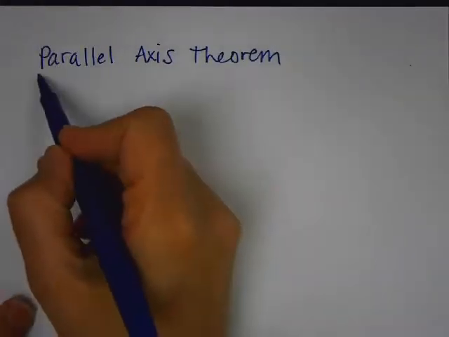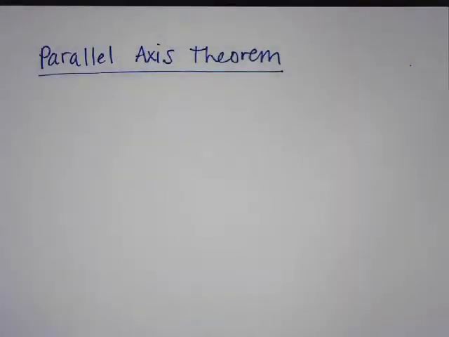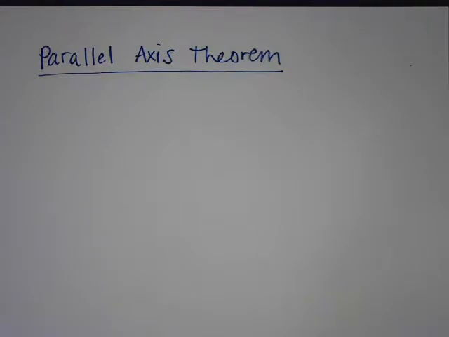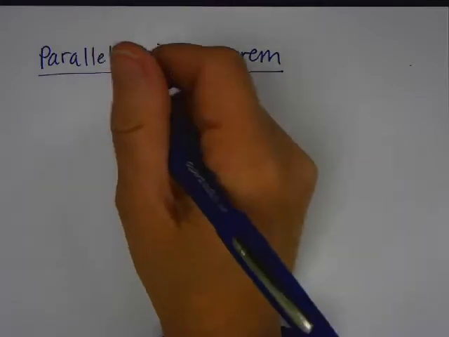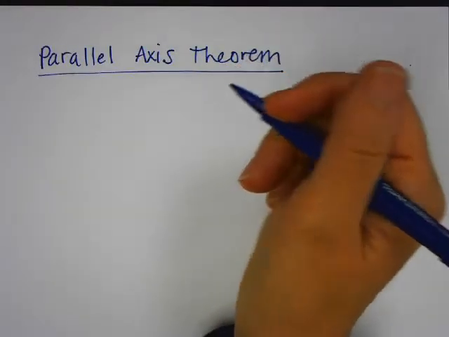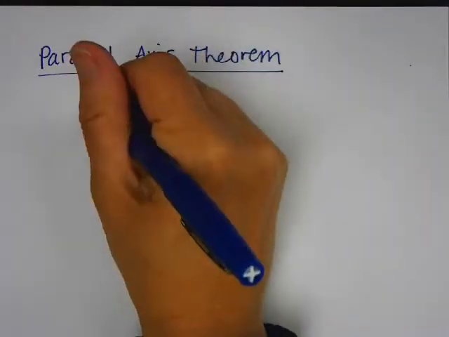We're going to talk about the parallel axis theorem. The parallel axis theorem expresses the moment of inertia about an axis which you might not know. When you know the shape and it's through a different axis, it's really just a simple formula.